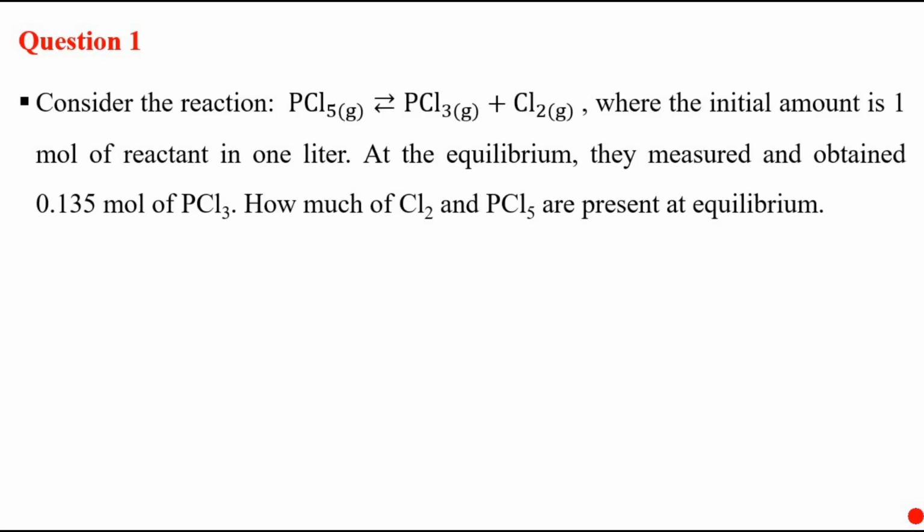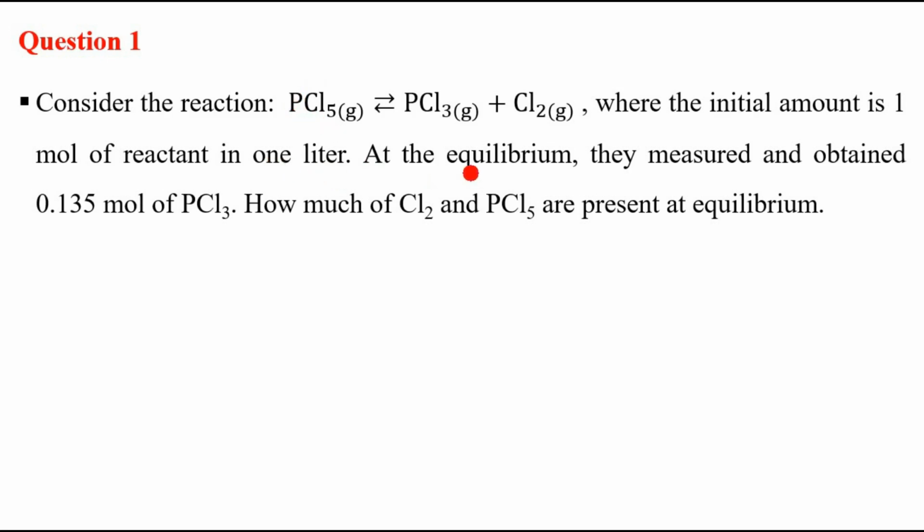Question number 1 says: consider the reaction PCl5 giving PCl3 plus chlorine 2. All of them are gases. The initial amount is 1 mole of reactant in 1 liter. So the molarity is 1 divided by 1 liter, which means you have 1 molar as the initial concentration of the reactant.